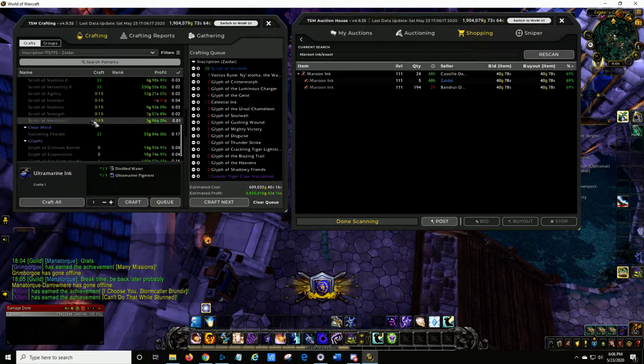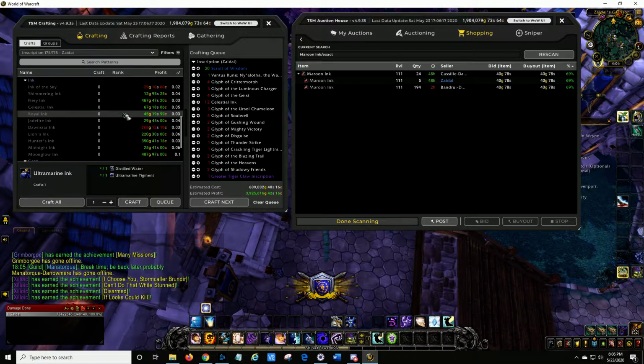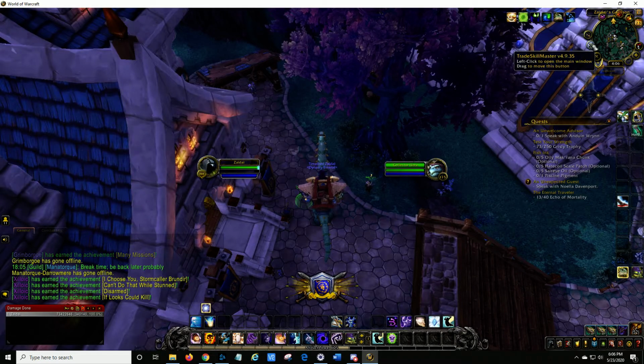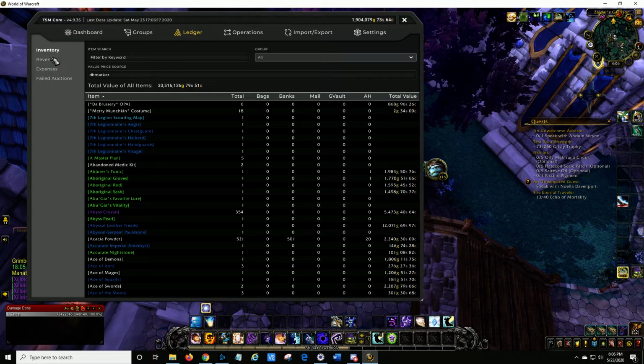And I would say vanilla is pretty profitable, along with Pandaria, and I'll go into my ledger here. I'll show you some of the profitable items.